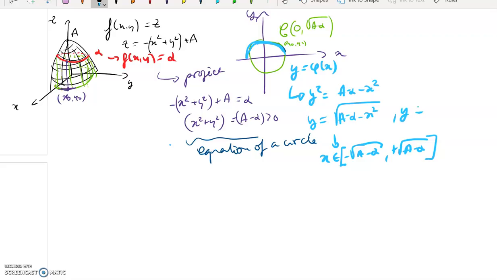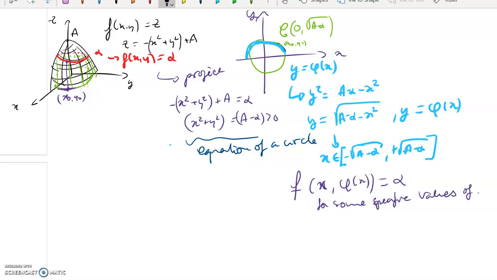Okay, so we can write that y is equal to phi of x. Okay, and so what I can do is that any points that are going to be written as x, phi of x, are going to solve my equation. So if I apply my function f to this, it is going to be equal to alpha. Okay, but that is for some specific values of x.